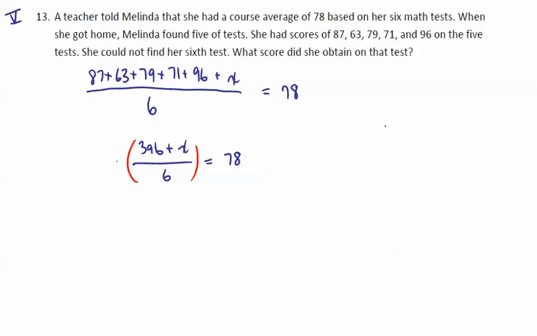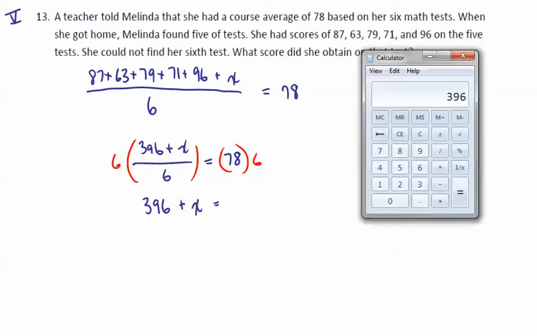Multiplying both sides by 6, we would get 396 plus x is equal to 78 times 6, which is 468.